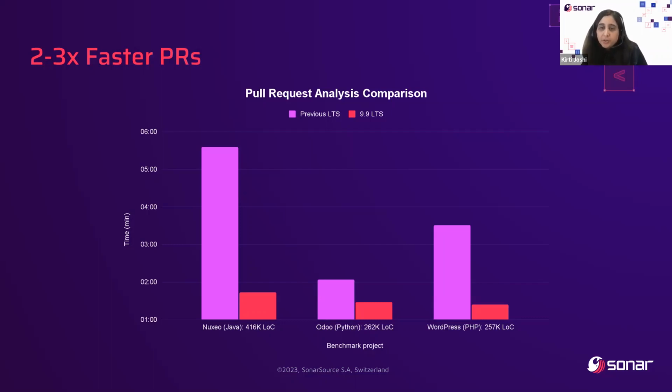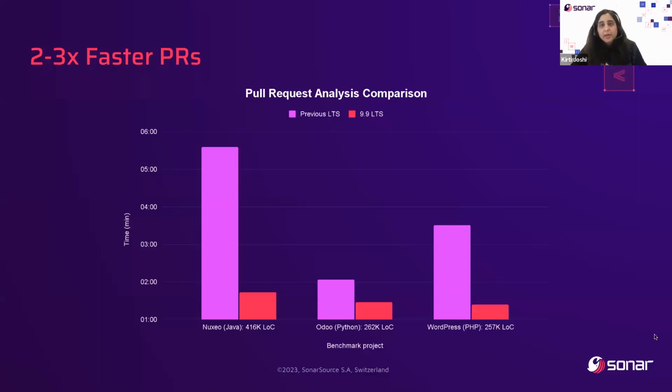Similarly, if you look on the right-hand side, we all know about the popular WordPress project written in PHP with about 250K lines of code. What used to take 3.5 minutes in 8.9, that PR analysis will now be completed in 1.5 minutes or slightly under that. The point to note here is that for larger projects, with this PR analysis, you're going to see a much more prominent speed up. And because we as developers push so many PRs per week, you're going to see this change to be a significant improvement for everyone.